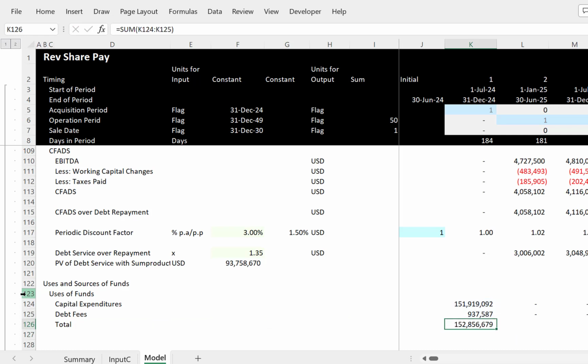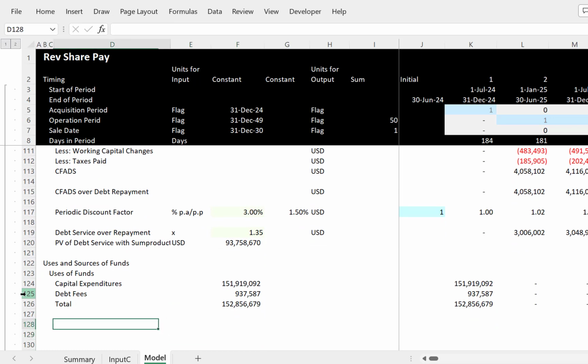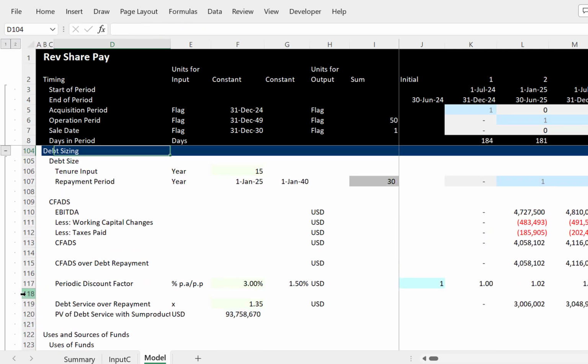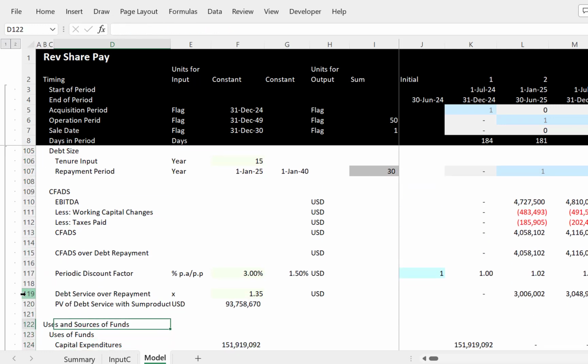Okay, and then if we just want to make a little summary of our sources and uses, why don't we just stick it over here, because we might use this later. Alt equal, okay, and then let's put the sources, funds, and let's put the debt. Now the debt, let's just fix the debt. So we did the debt sizing up here, and this is the sum product.